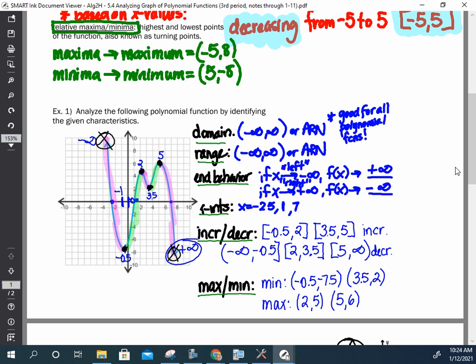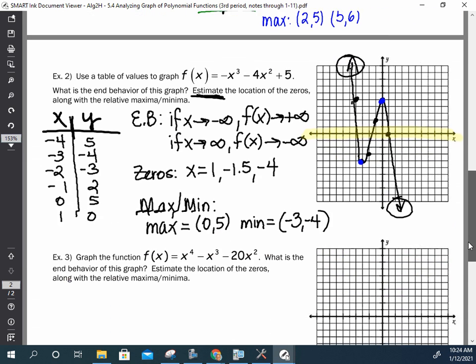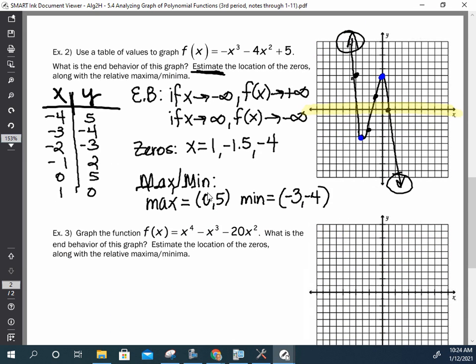So do expect that probably one of your questions on your quiz this weekend will give you a graph, find all 6 parts. And then example 2, we used a table of graph values to produce the graph, found end behavior, found zeros, and found the max and the min.